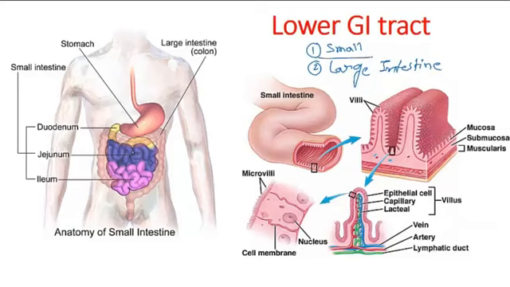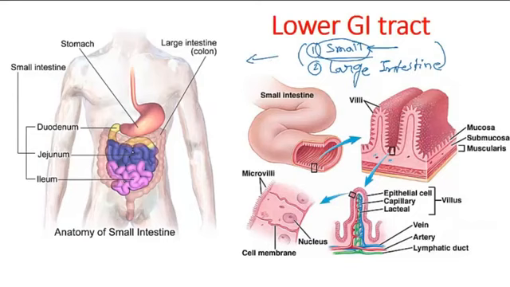If we combine both of them together as the lower GI tract, the majority of the chemical digestion process, and actually all the nutrient absorption process, take place in the small intestine. The large intestine is the portion which carries the last undigested materials, converts them into feces, and helps them to be defecated outside. Now if we look at the small intestine, this slide is about the small intestine structure.